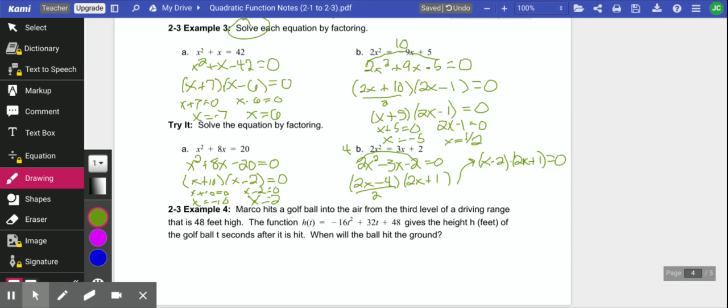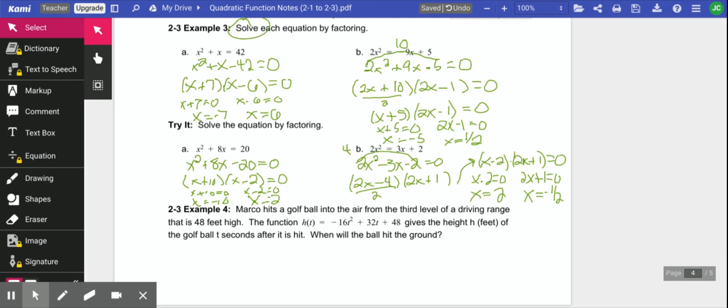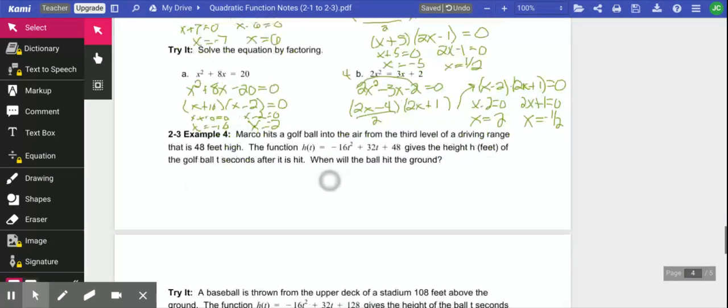You have factored, but you're not done solving yet. To solve, you have to set these both equal to 0 and then finish solving those mini equations. So we get x equals 2 and x equals negative 1/2.